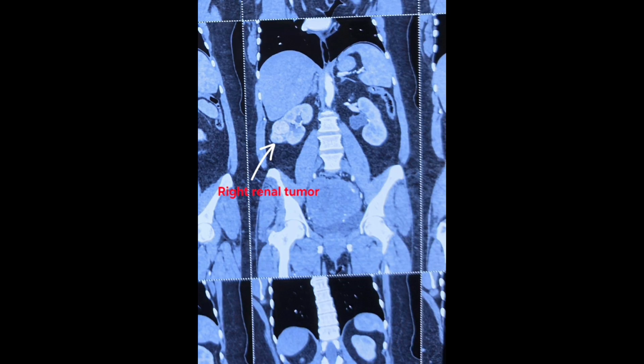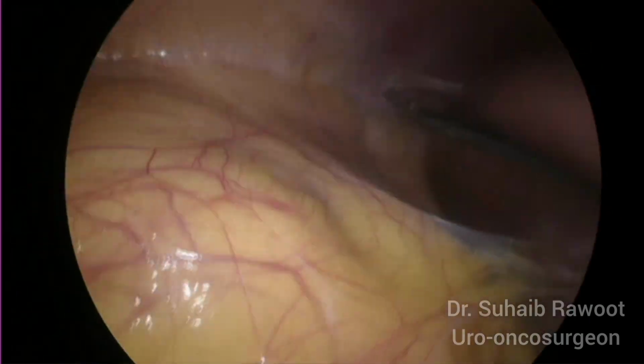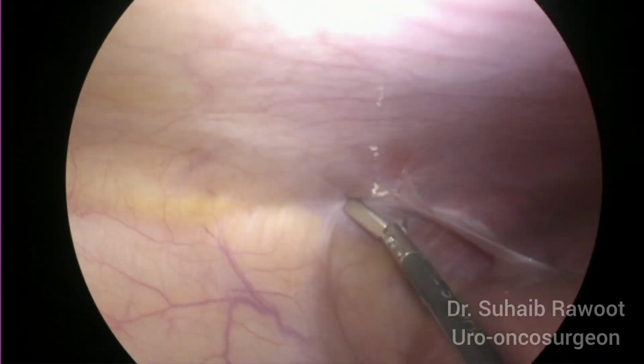Today we are going to see a case of laparoscopic right partial nephrectomy. This is a case of right mid-pole renal tumor on the posterior medial aspect. So the standard approach, we are putting the ports and this is liver retraction on the right side.